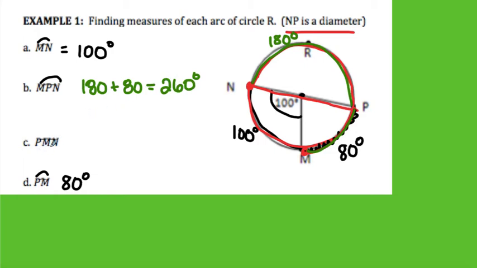All right, and then PMN is the opposite direction. I start at P, I go to M, I go all the way over to N. I notice that's the semicircle, so that would be 180 degrees. All right, and the reason there's not a little m in front of it is because it says find the measures. So it would be redundant to put that.